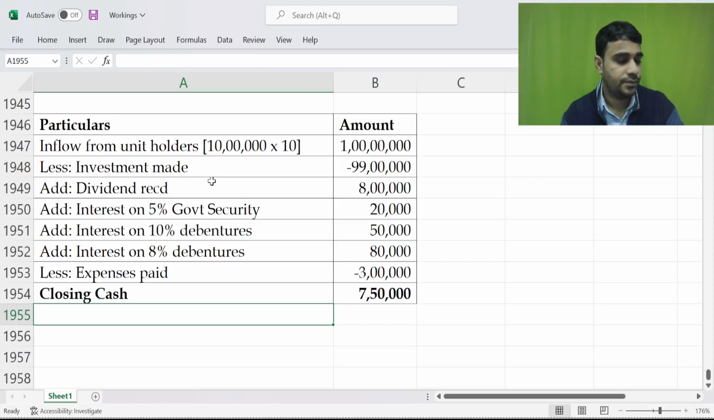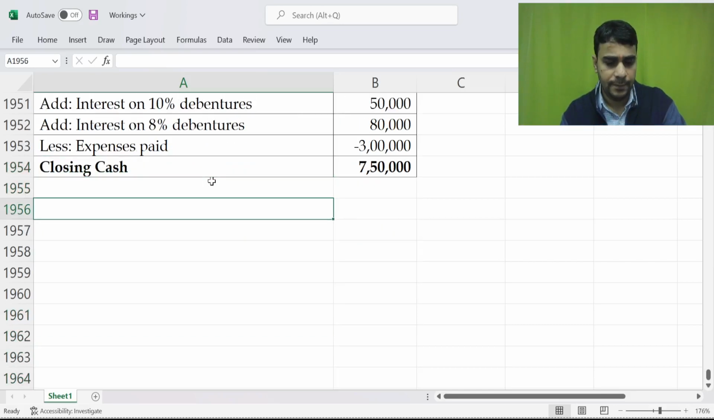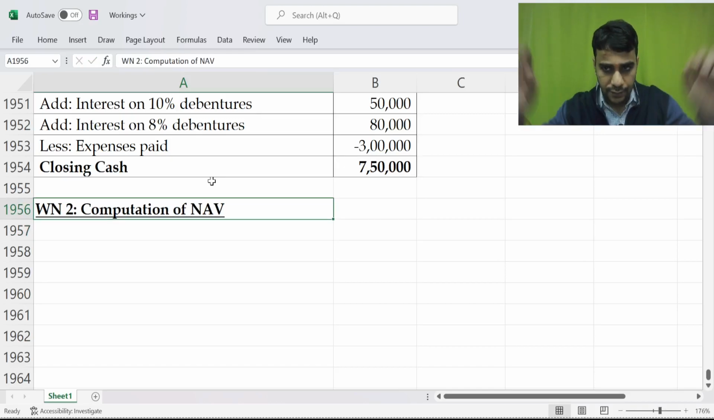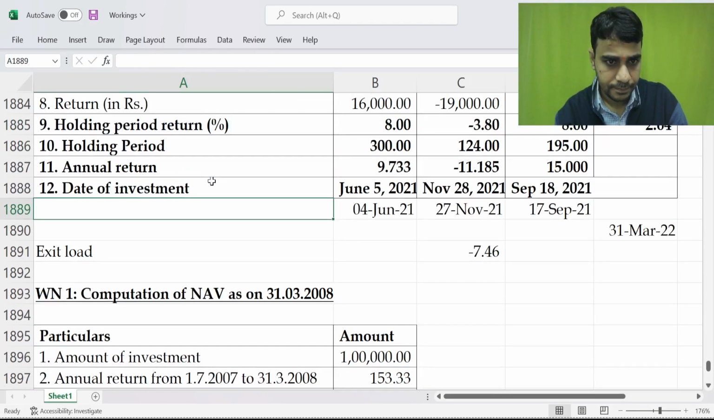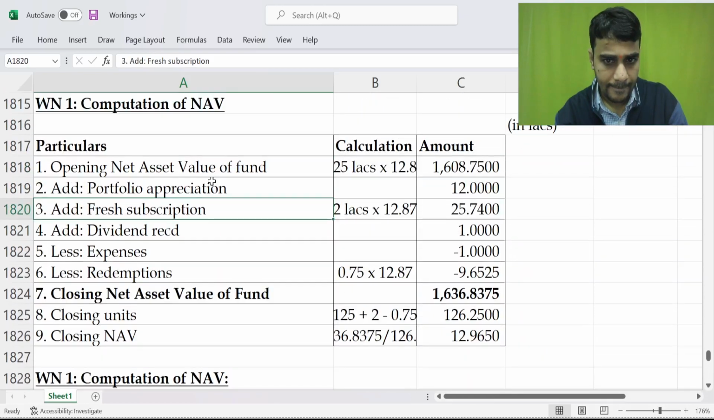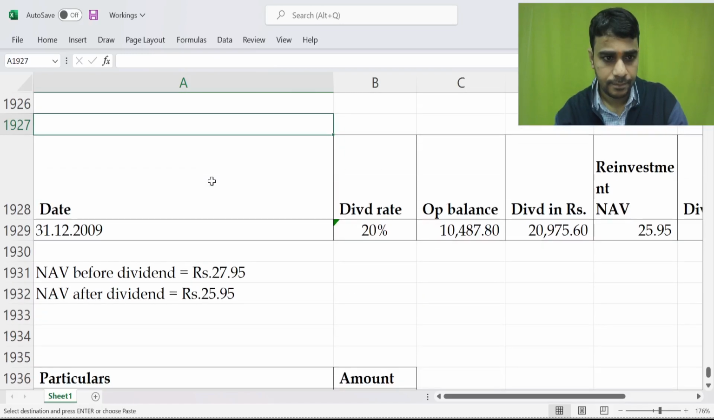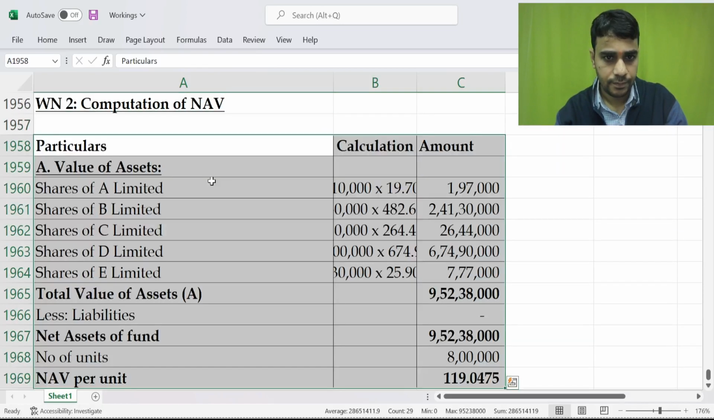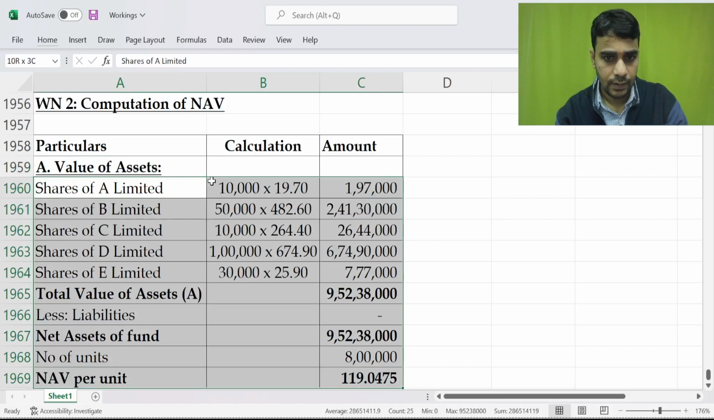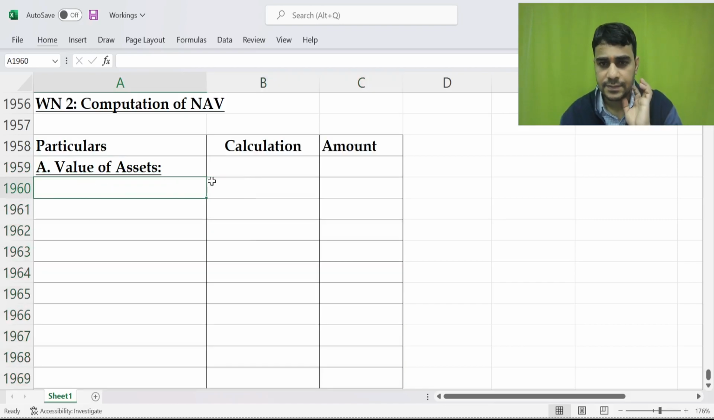Any doubts on this? Working note to computation of NAV. In the asset side, one of the assets is going to be cash. Computation of NAV: particulars, calculation, amount. Value of assets.